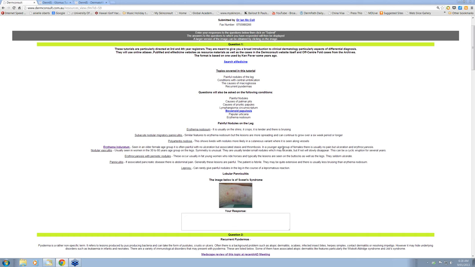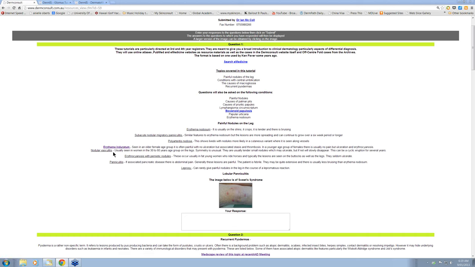But we're commenting here that in the younger age group with erythema induratum, there may be no pain but ulceration and erythrocyanosis. This is a lobular panniculitis. It's usually the lobule of the fat that's involved in erythema induratum. It used to be thought to be tuberculous, that it was associated with underlying tuberculosis, but that isn't always the case. The other name for this is nodular vasculitis.